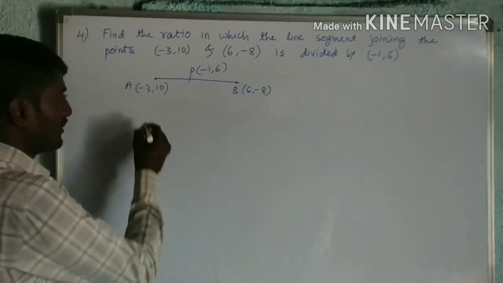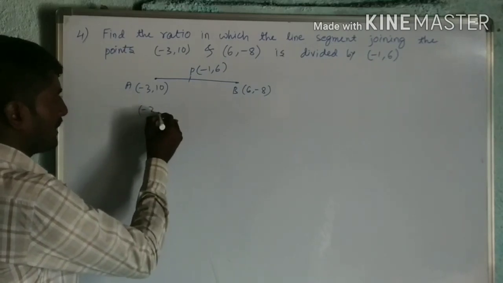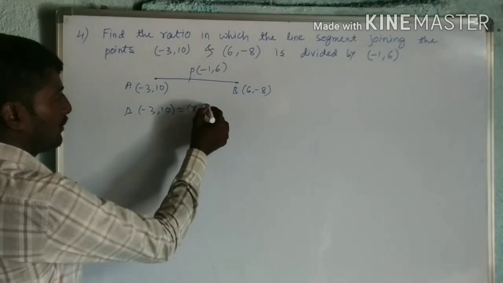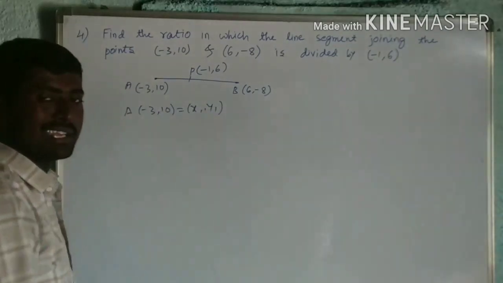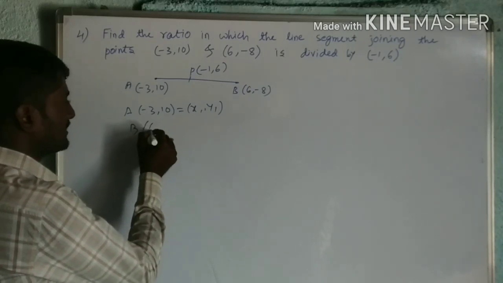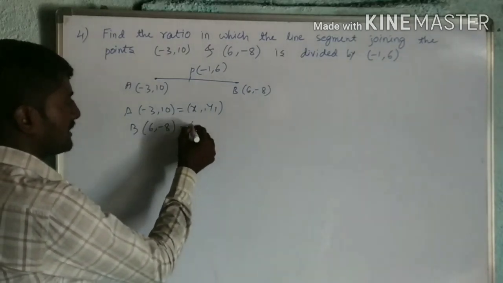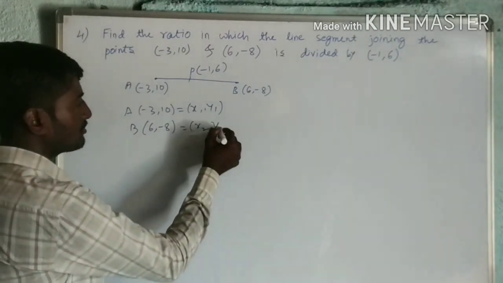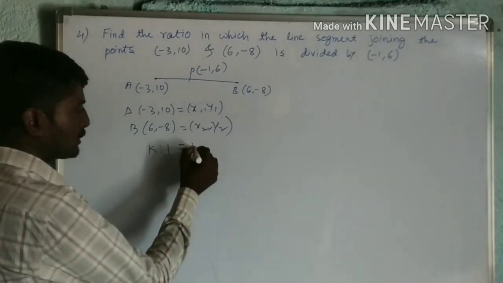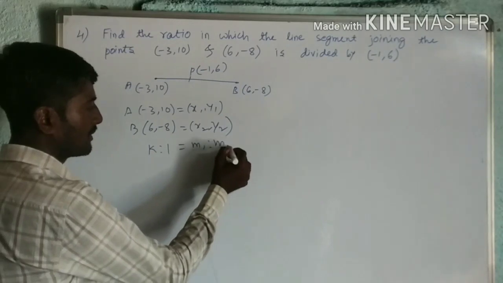So here I will take A as (-3, 10), that is x1, y1. First point, you must take x1, y1. Second point B is (6, -8), x2, y2. And the ratio here I will take as k is to 1, that is m1 is to m2.